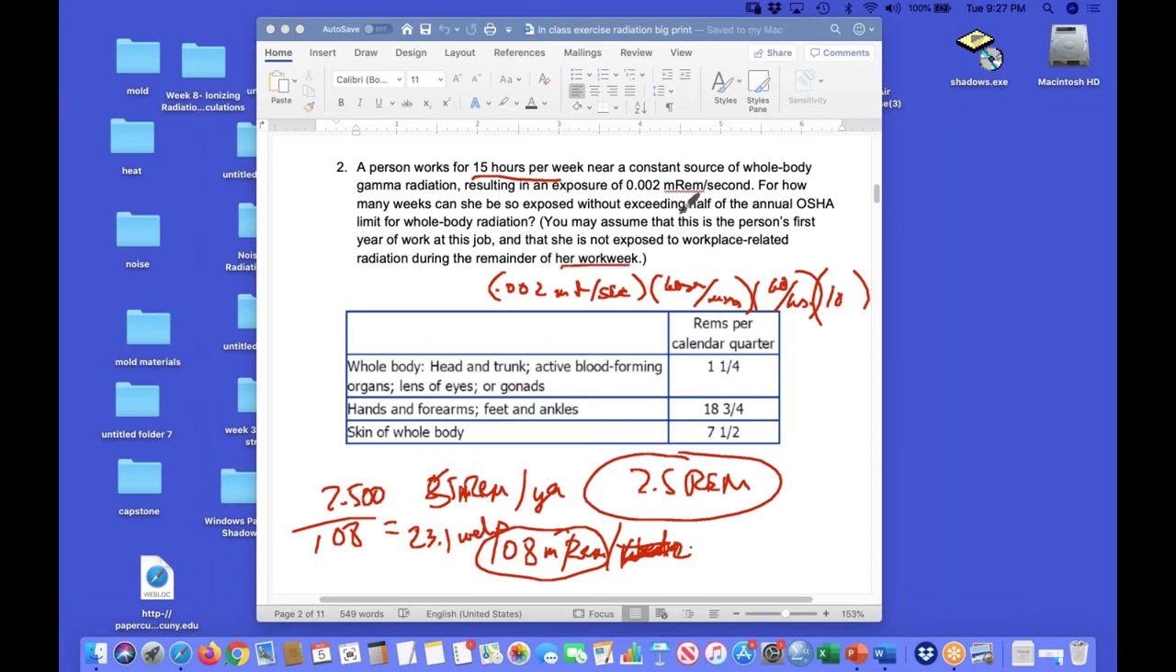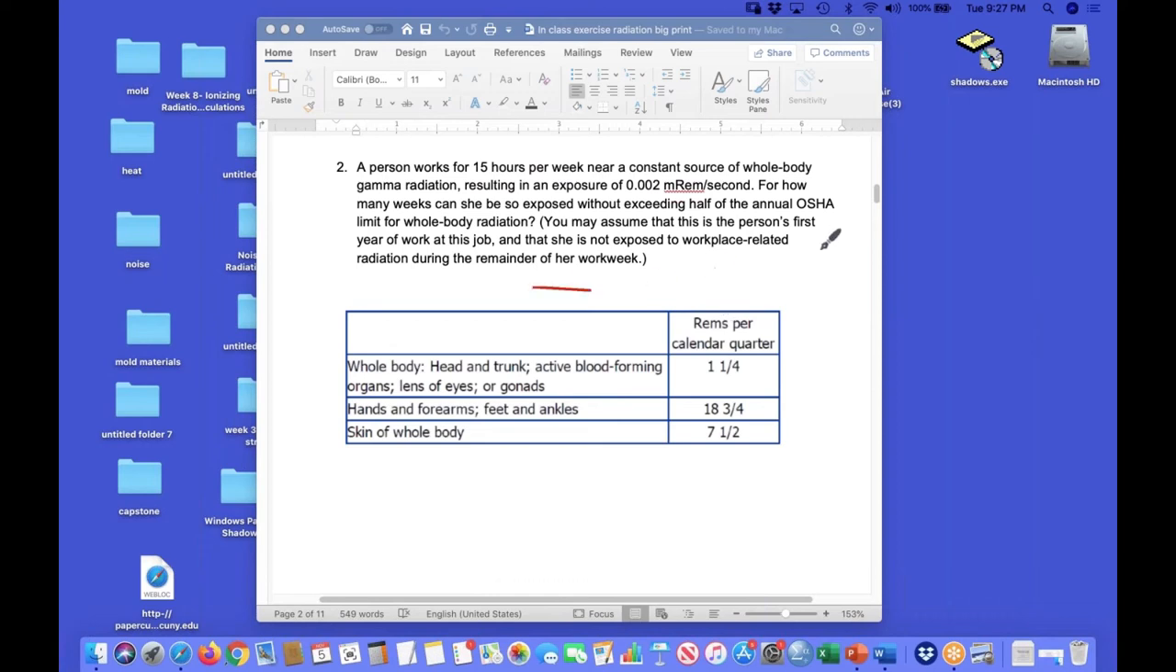Okay. The units that we were looking for was weeks, so we're done with that one. Yes? Just one thing. Why was it 2.5? Because we wanted to know how long she could be exposed to half of the annual OSHA limit, which is 5. Okay, let's go to the next one.